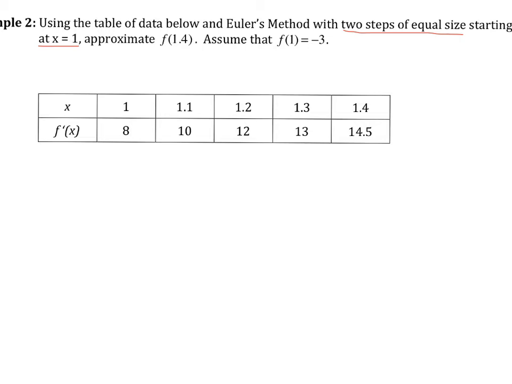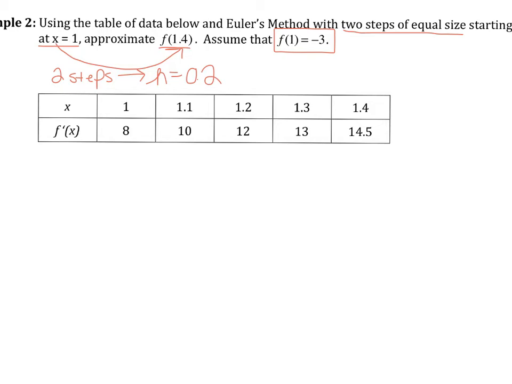Okay, so we need to start at x equals 1, and we want to approximate at x equals 1.4. So that tells us that we need to travel a distance of 0.4 and use 2 steps. So that would imply to us that we need to use a step size of 0.2. And then we also have this initial condition of sorts here that we need to satisfy, and that'll give us a starting point.